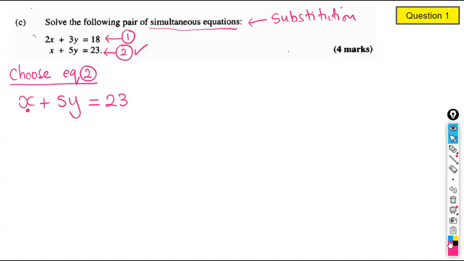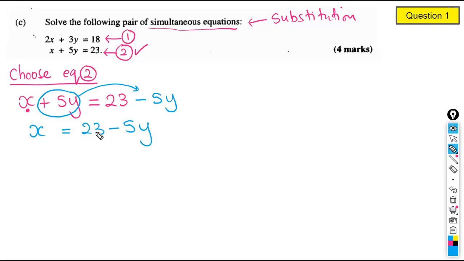So remember I said I was going to choose equation 2. It's written on the screen there. I'm going to make X the subject. So I'm going to throw across positive 5y. You're going to get minus 5y. So we have X is equal to 23 minus 5y. Now remember, we cannot squish these two together to get 18 because he has a y and he does not have a y. So you have to leave it like that. So that's equation 3.